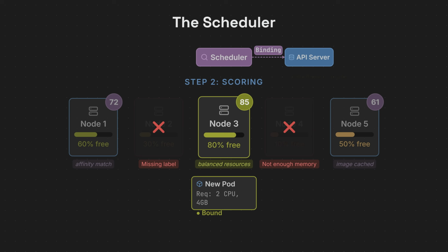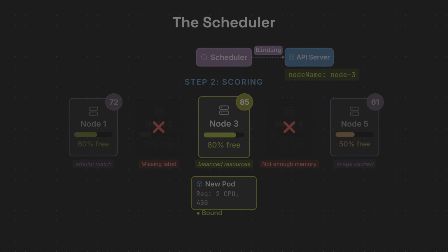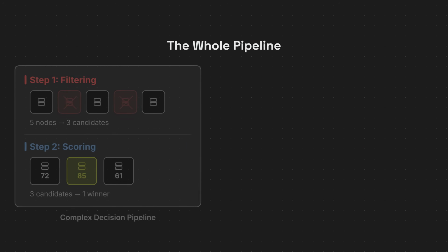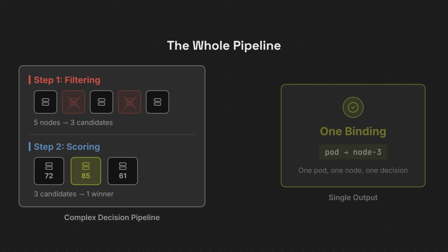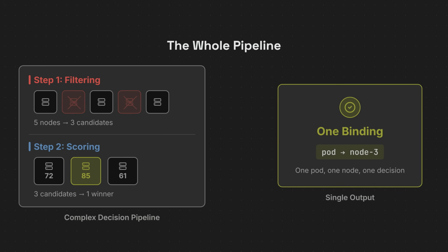And the API server then sets the node name field on the pod. And that's it. The scheduler's job is done. The scheduler is arguably the most complex decision maker in the cluster, and its entire output is one binding decision for one pod. Nothing else. The whole filtering and scoring pipeline funnels down to a single assignment.